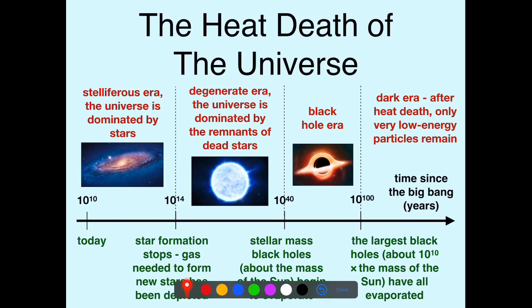Okay, so on this timeline, we have time that has passed since the Big Bang, measured in years. And right now, today, it's been about 10 to the 10 years since the Big Bang. That's how much time has passed. That's how old our universe is. And right now, we're living in what's called the stelliferous era, where if you look out into the night sky, you mostly will see things like stars and galaxies. So the universe is dominated by stars, and those are arranged into galaxies. But the thing about stars is that they don't last forever, okay? Stars eventually die out.